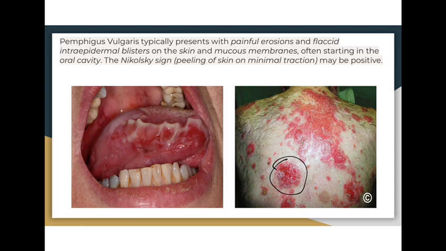This sign is also found in scalded skin syndrome caused by Staph aureus and in severe drug reactions like Stevens-Johnson syndrome. An important characteristic of pemphigus vulgaris is mucous membrane involvement, which is rare in bullous pemphigoid.